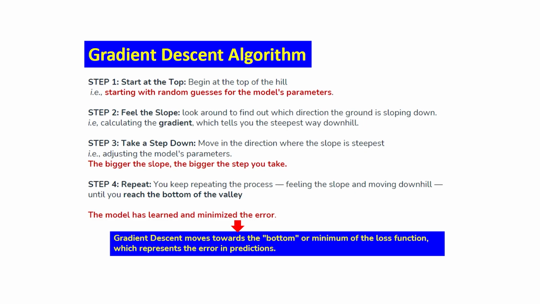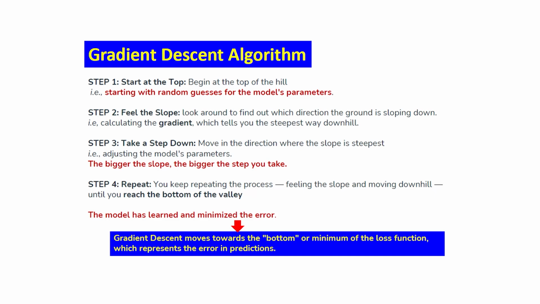After that you have to feel the slope. That's why you have to calculate the gradient, and gradients will tell you which direction you should move. So therefore you need to travel along the steepest downfall. Why? Because then only you can reach the minimum point quickly.